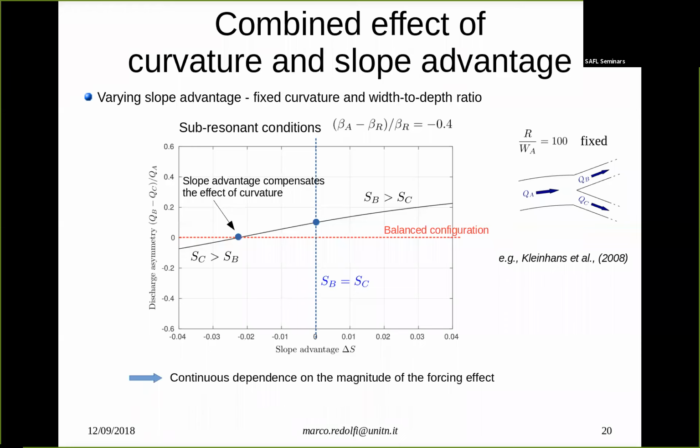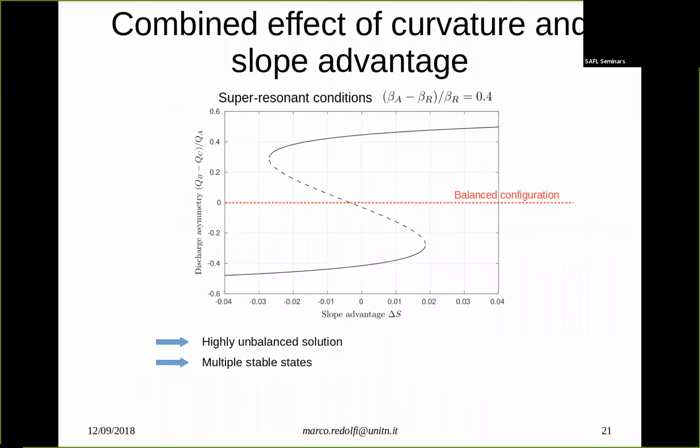But in resonant conditions, things change highly. In super-resonant conditions, sorry. In this case, the solution is, okay, this one is unstable, so the two stable solutions are always highly unbalanced. And there are also multiple stable states for the same range of parameters.